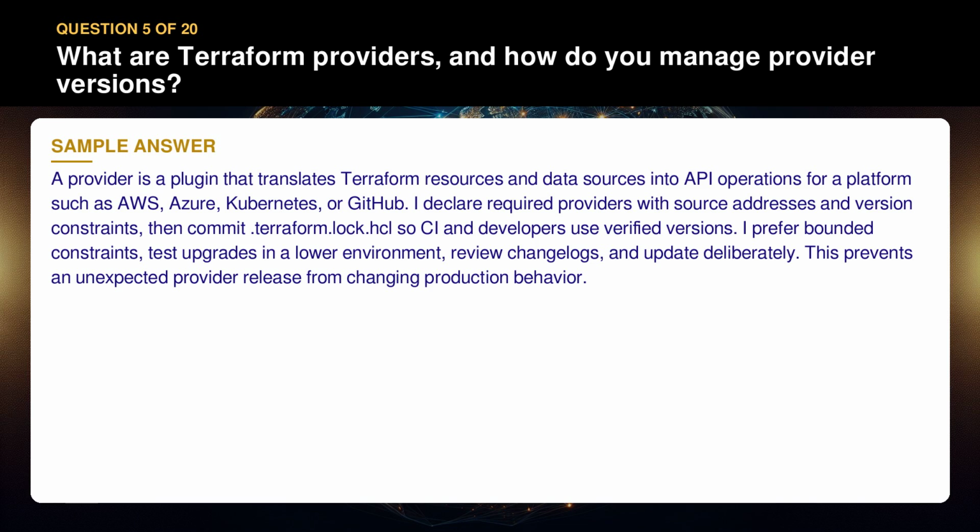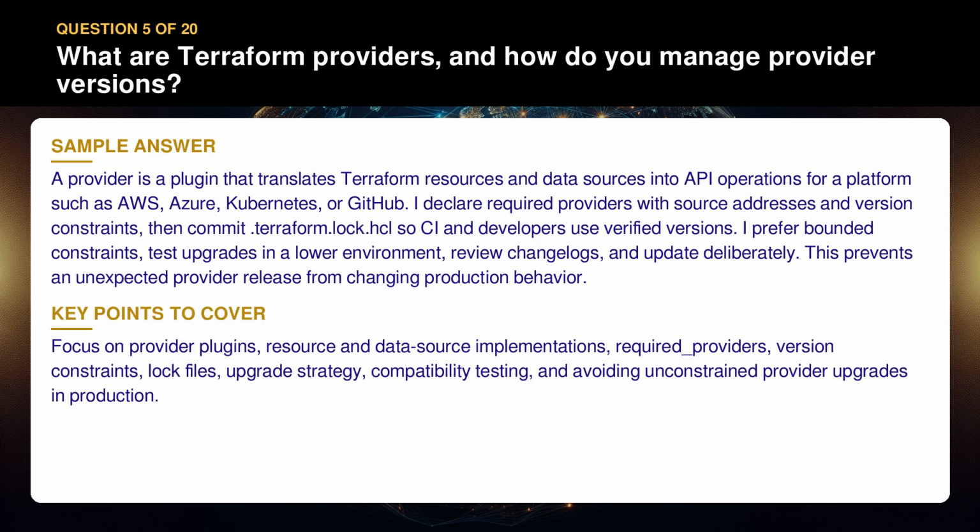I prefer bounded constraints, test upgrades in a lower environment, review changelogs, and update deliberately. This prevents an unexpected provider release from changing production behavior. Focus on provider plugins, resource and data source implementations, required providers, version constraints, lock files, upgrade strategy, compatibility testing, and avoiding unconstrained provider upgrades in production.